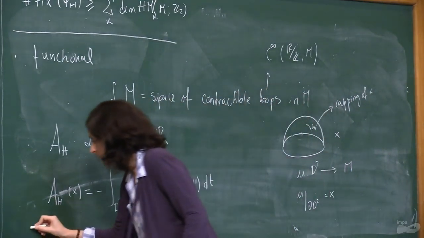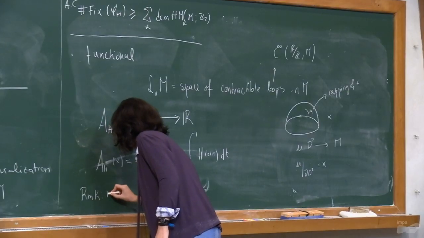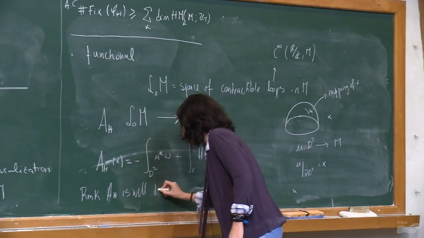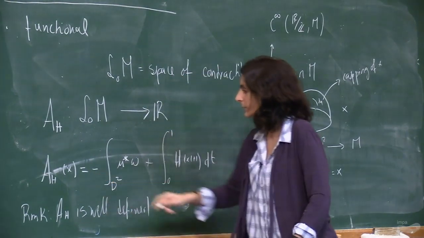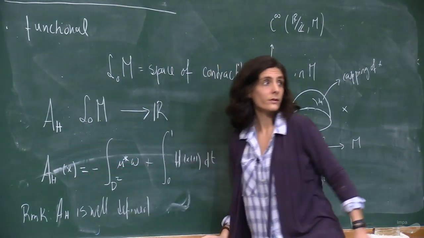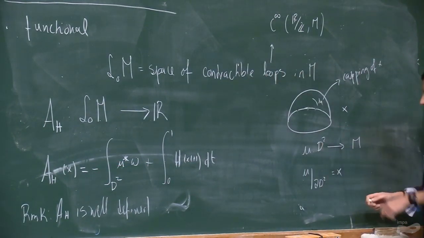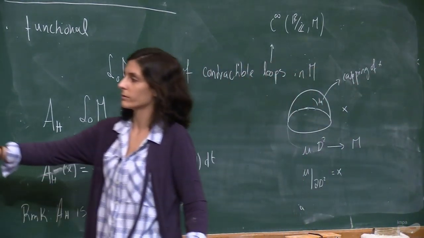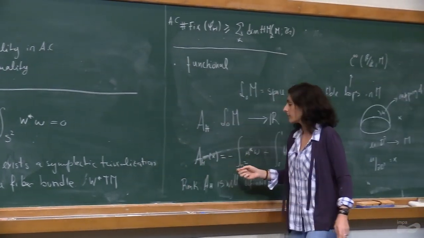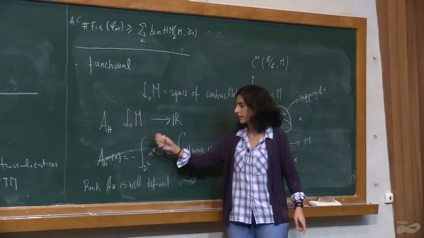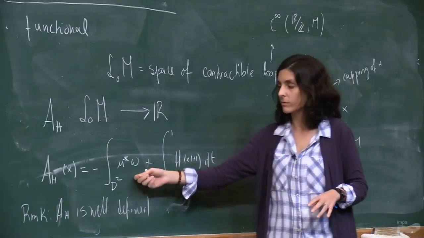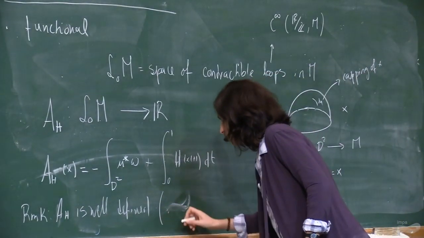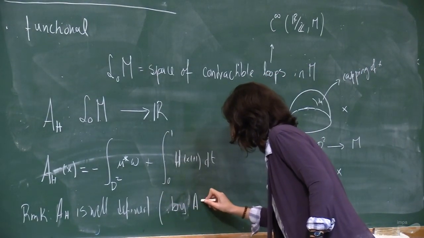So the first remark is that this is in fact well defined, because there's an ambiguity here in the definition, because I took a capping of this loop. So if I take some other capping here, because of this first assumption, this integral will be the same. This does not depend on the capping, so the issue is just here. And the action functional is well defined because of that assumption one.